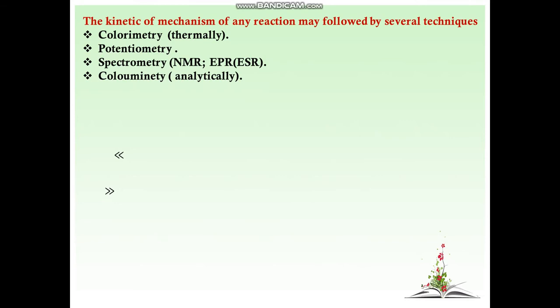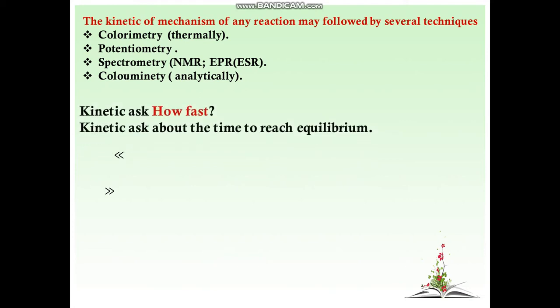Kinetically, we may follow the reaction by several techniques: thermally, by calorimetry, potentiometry, spectrometry, using NMR or ESR technique, and colorimetry as an analytical way. So, kinetic asks how fast. Kinetic asks about the time to reach equilibrium.